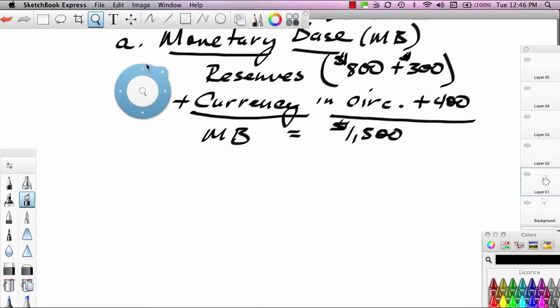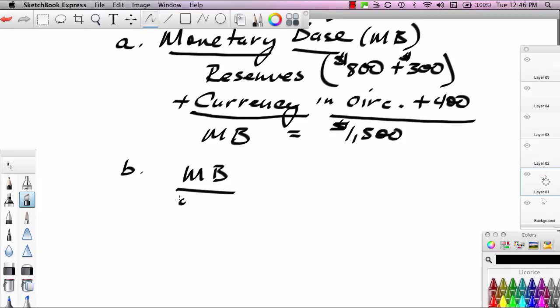This is part B. If you take the monetary base and you divide it by the percentage reserve requirement, you get the potential money supply. So you have to get the monetary base first. You have to know what the reserve ratio is. We did that a little bit earlier.